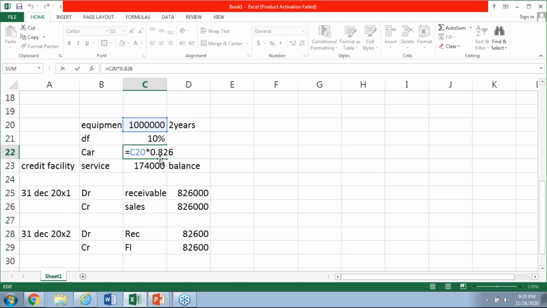The second year's discount factor is 0.826. So I have just multiplied the figure, and as I have taken only 3 decimal points, that's why my answer is a little bit different from you guys. The first 3 digits are the same, and the remaining amount will be the balancing figure.